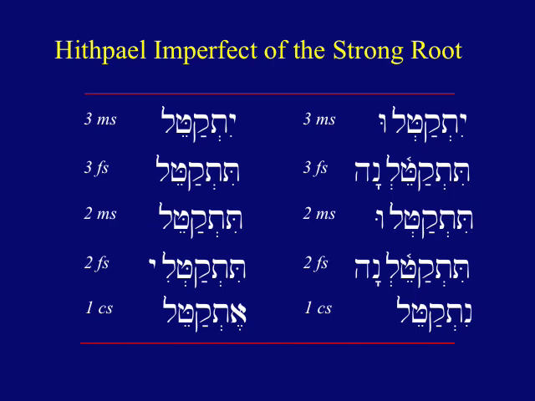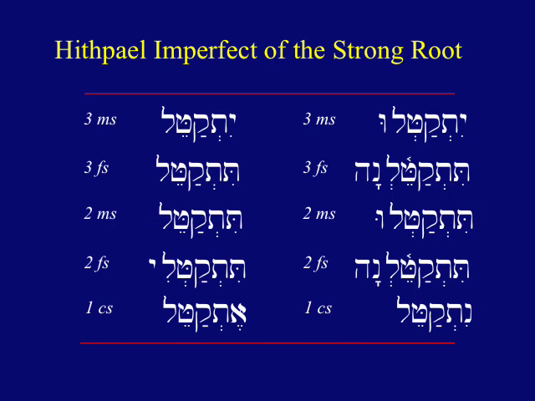Yitkatel, titkatel, titkatel, titkatli, second feminine singular there, and first common singular, etkatel. They will do thus and so: yitkatlu, titkatelna. Y'all will do thus and so: titkatlu, titkatelna. We shall do thus and so: nitkatel.